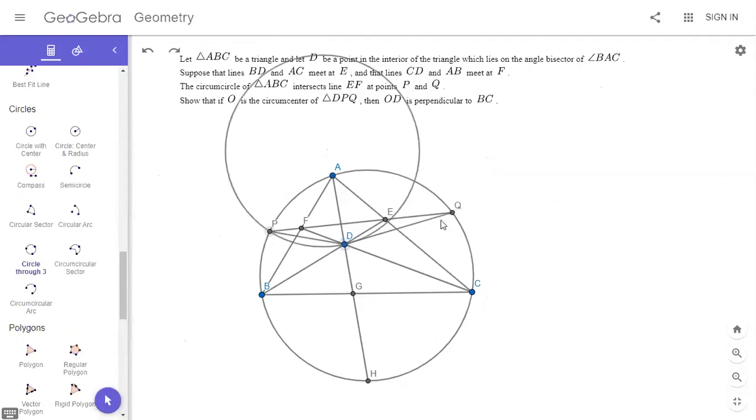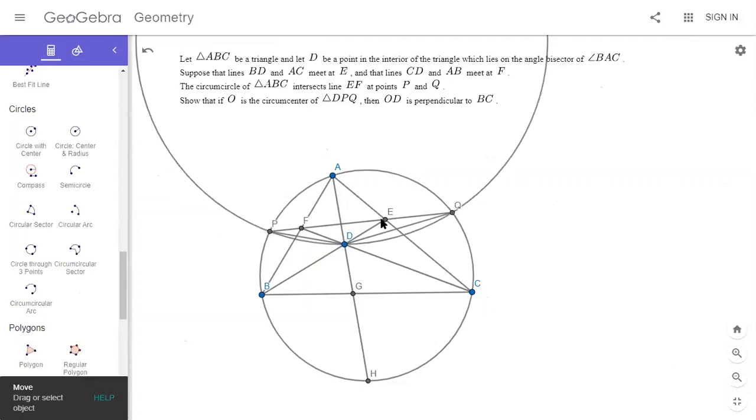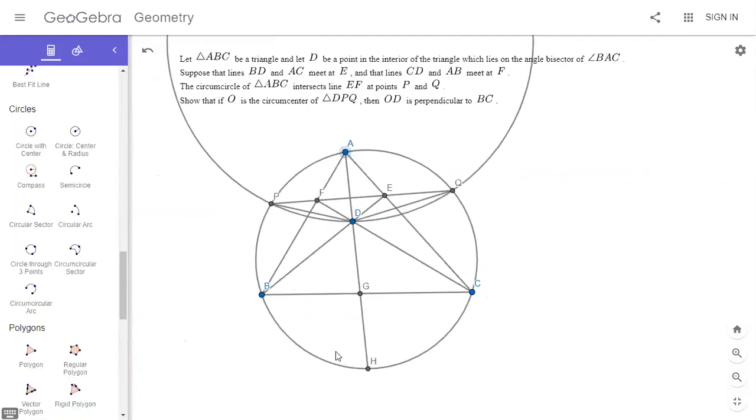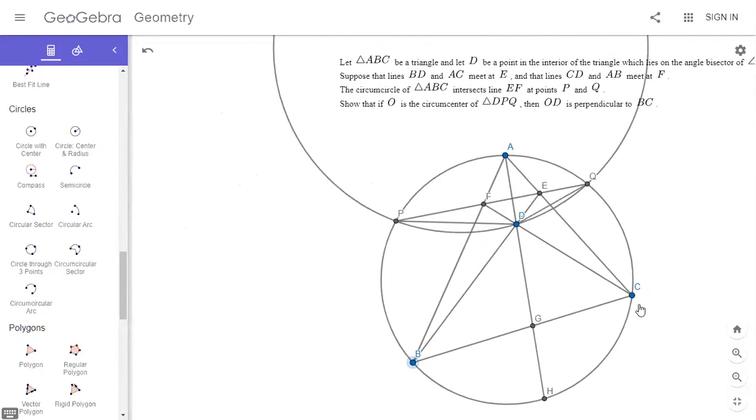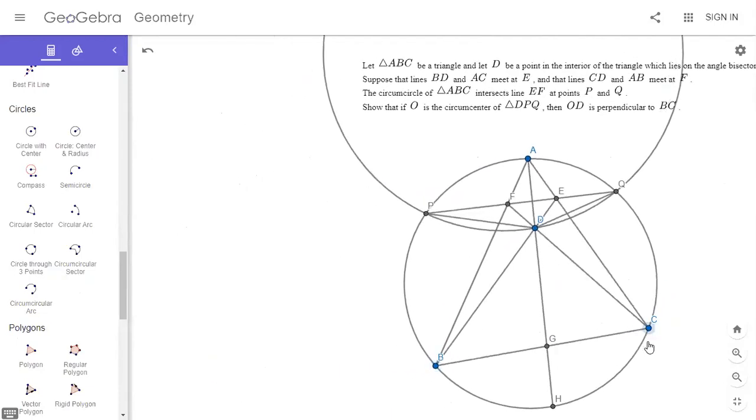So I'm going to adjust the diagram a little bit. We're going to want something more like, let me move it to the side here.